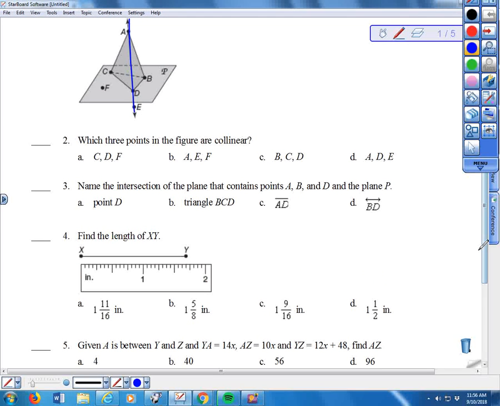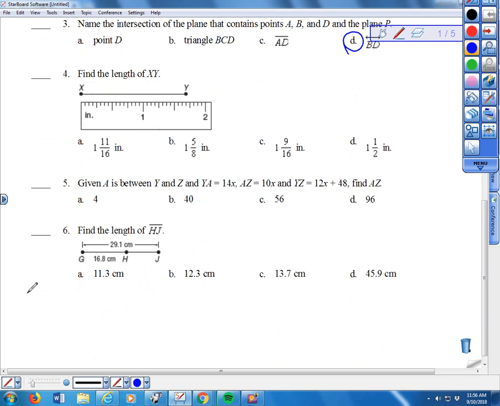Name the intersection of the plane that contains A, B, and D and the plane P. Well, ABD is right here. And the intersection of that triangle and plane P is what? Where does it touch the plane? BD. Yep. Good.